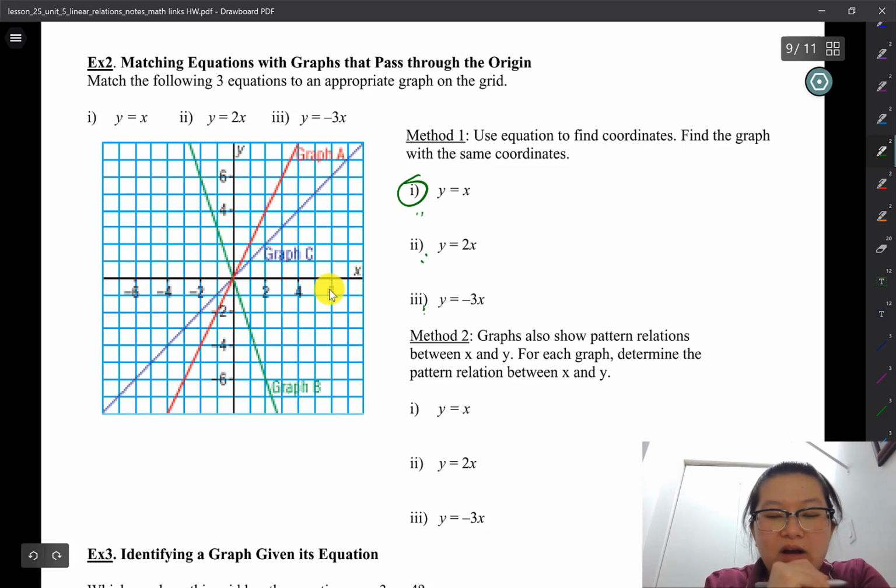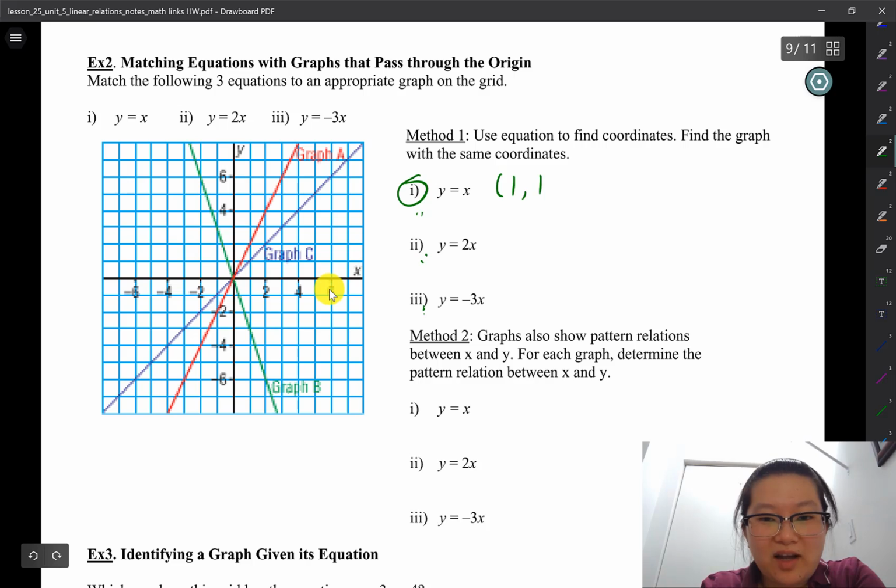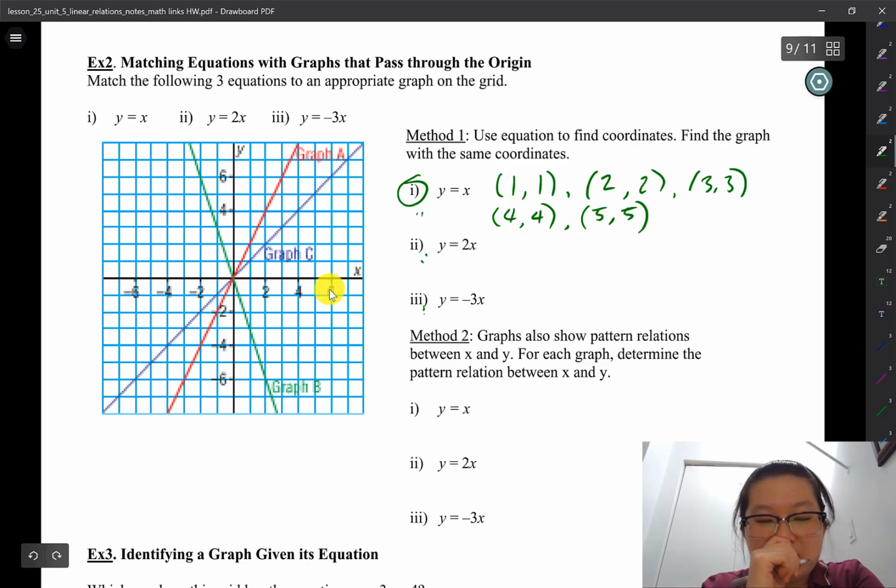Okay? So for number 1, we have y is equal to x. So let's generate some coordinates here. For example, we probably shouldn't use 0, 0 because all 3 graphs cross the origin at 0, 0. There's no point in doing that. So might as well use 1. If x is 1, then y must also be 1, because they're equal. Next one, if x is 2, then y must also be 2. Take a look at the pattern. Notice that they all increase by the same amount sideways as well as upwards and downwards. So it just keeps going like that.